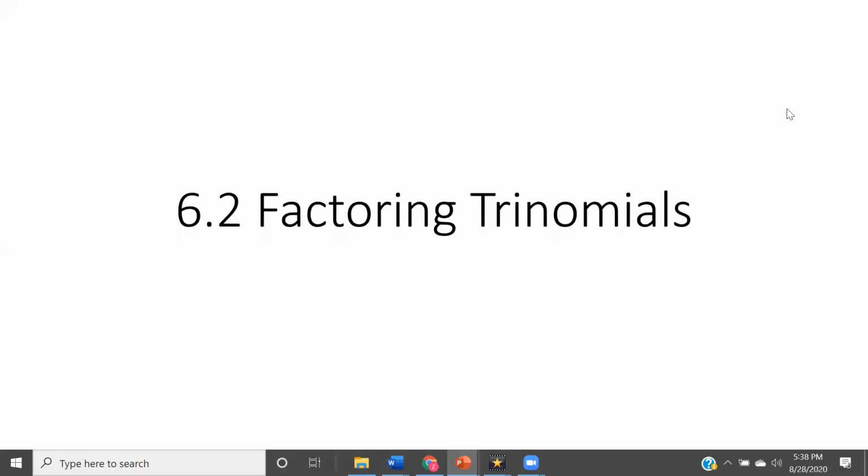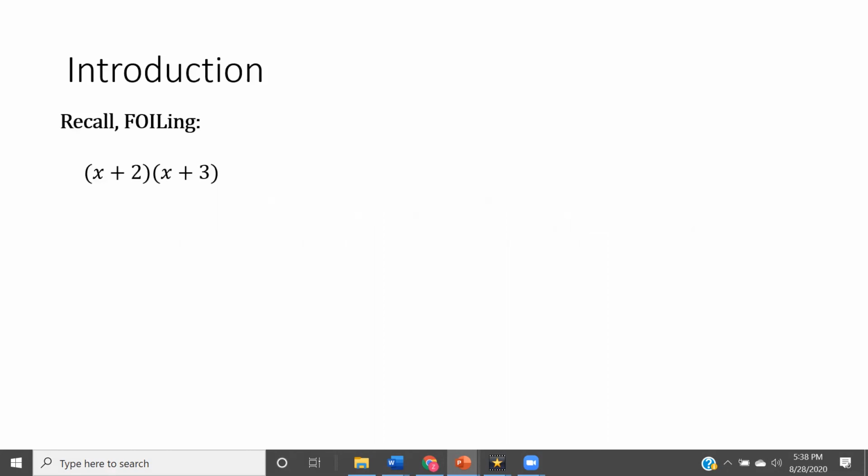Okay, so now that we've set things up, we're going to get into factoring, the factoring that people think about when they say, okay, you actually have to factor this equation. So for starters, we're going to introduce the idea. If you remember foiling, or if you don't remember foiling, we'll just go through a quick example.